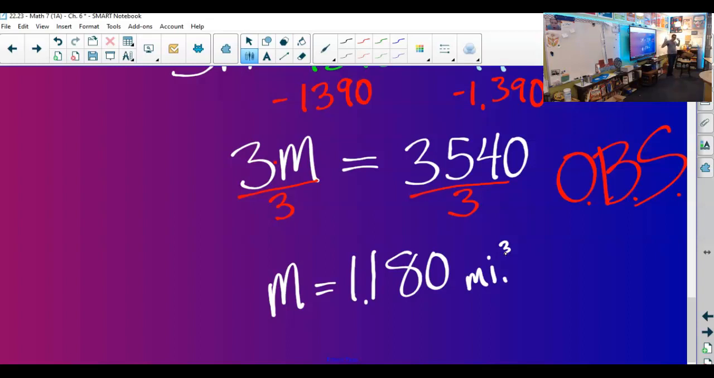It is 1,000 cubic miles. I did not make this up. This is not my numbers. This is real. Lake Michigan holds 1,180 cubic miles. You can look it up. Not right now, but it's big.